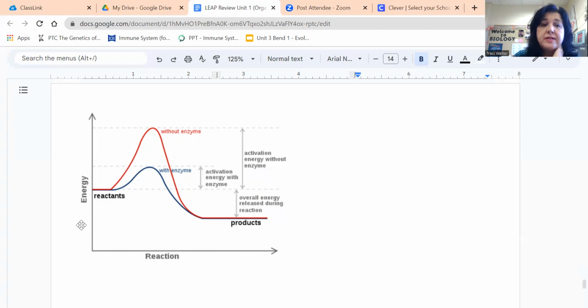Okay, so this is the amount of energy required for the reaction to take place.